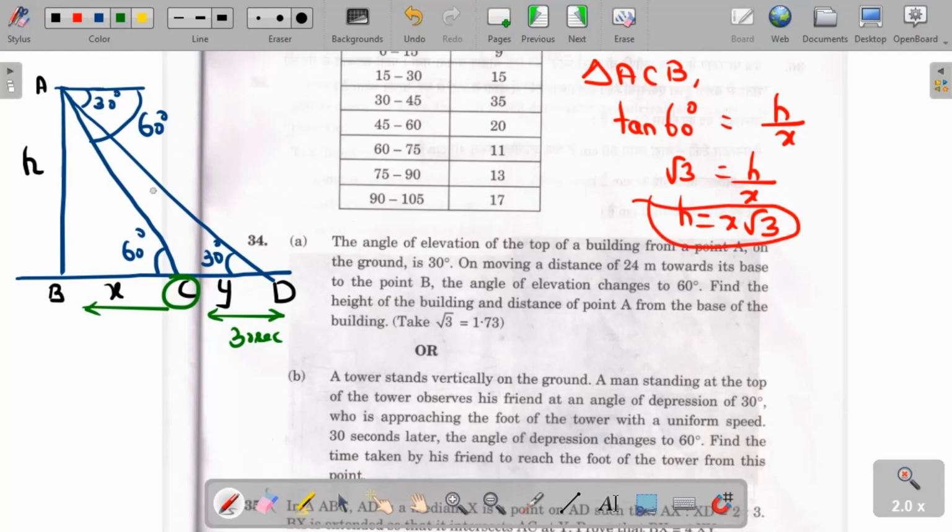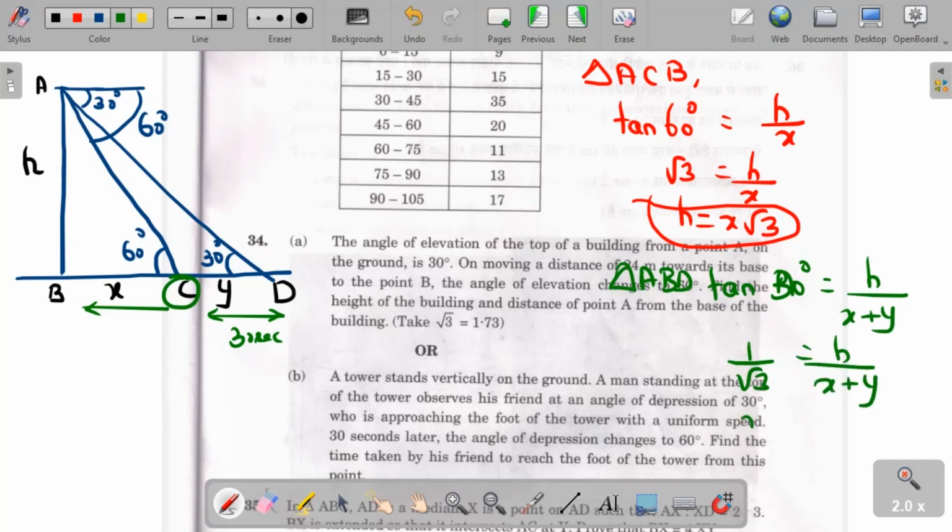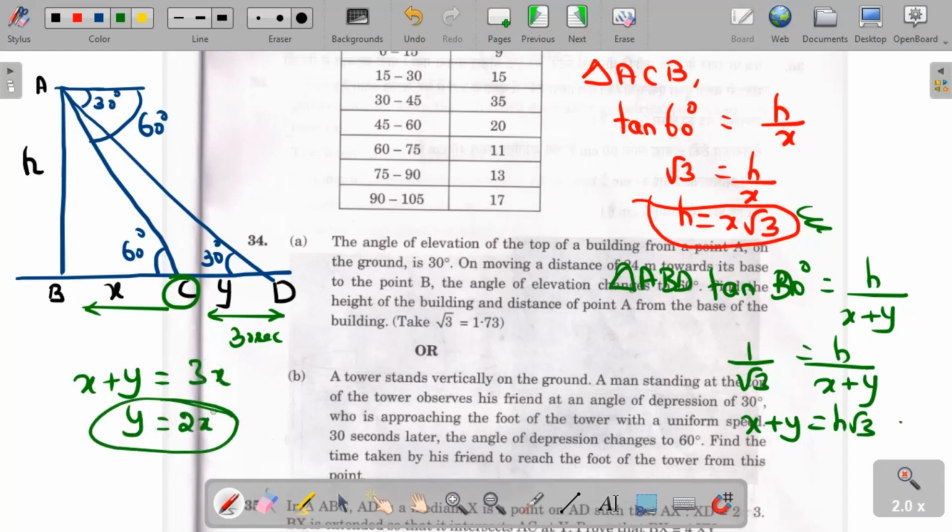Now let's go to the bigger triangle. So triangle ABD, tan 30 degree is going to be equal to h divided by x plus y. So 1 by root 3 is equal to h divided by x plus y. So x plus y is equal to h root 3. I'm going to substitute this value here, which means x plus y is equal to x root 3 into root 3 is 3x. So y is equal to 2x. So we got that relationship, y is equal to 2x.